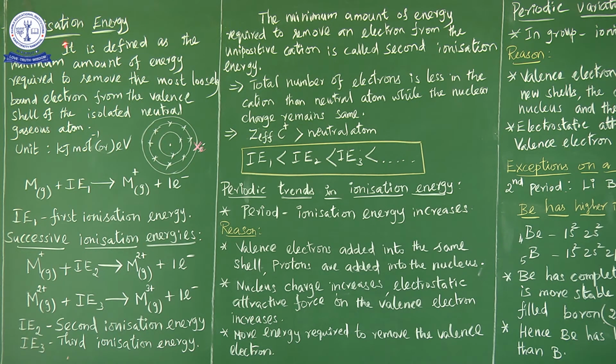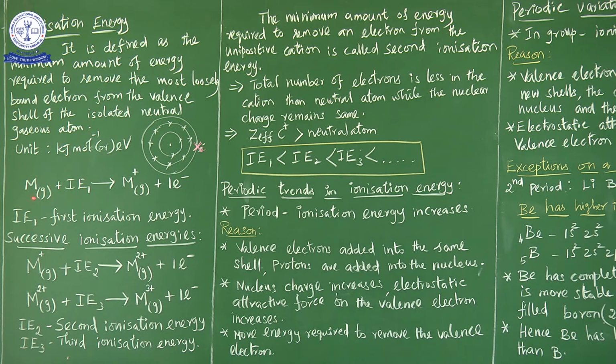So the ionization energy is measured in kilojoule mole inverse or electron volt. The required amount of energy is measured in kilojoule mole inverse or electron volt. So the unit of ionization energy is kilojoule mole inverse or electron volt.